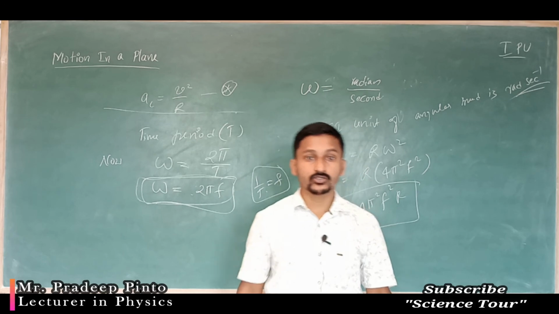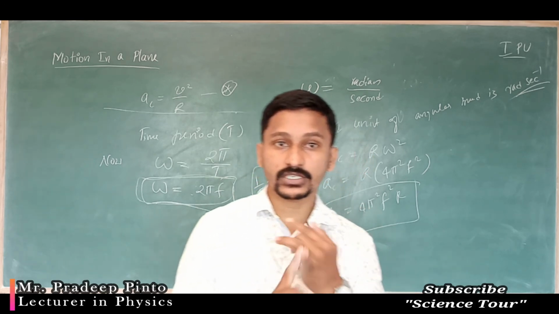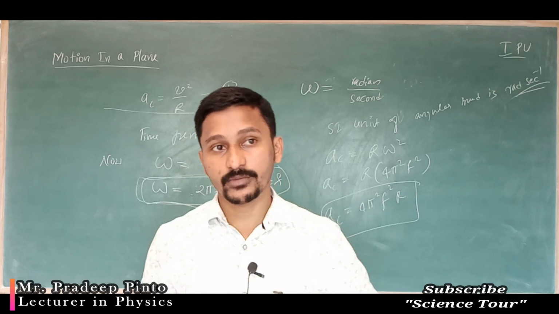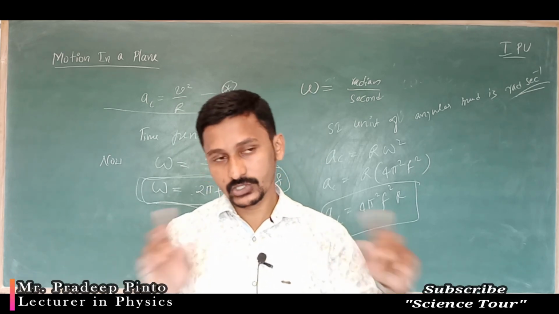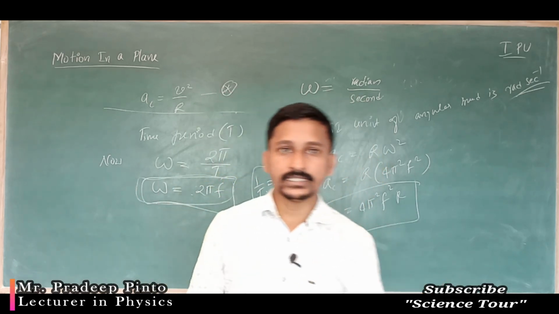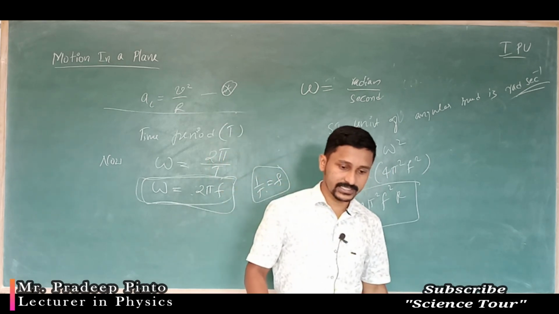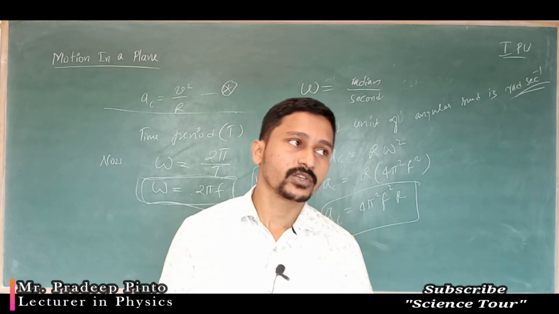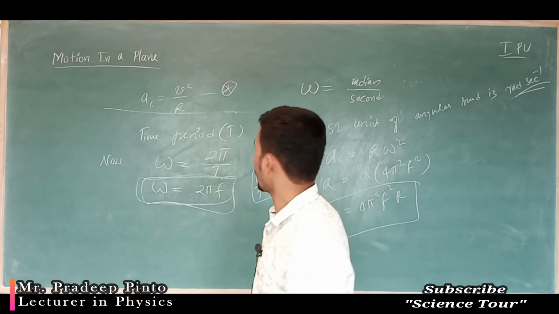So we have studied 2 examples. One is projectile motion and the other is an object moving in uniform circular motion. It has constant speed but changing velocity, and that change in velocity is acceleration, which is nothing but centripetal acceleration. Okay, thank you very much.